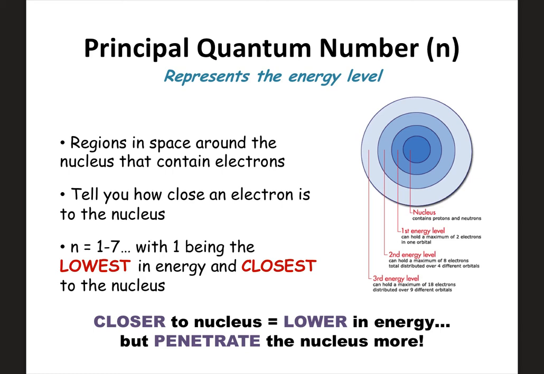Remember, the closer these electrons are to the nucleus, the lower in energy they are, but they penetrate the nucleus more. All right, so just be careful with that. Remember, if you were talking about this in terms of PES, those electrons that are closer would take more energy to eject them, but in terms of the overall energy of the electrons and the energy level, they are lower in energy if they're closer to the nucleus, but they do penetrate the nucleus more and feel the full nuclear charge and full effects of the nucleus.